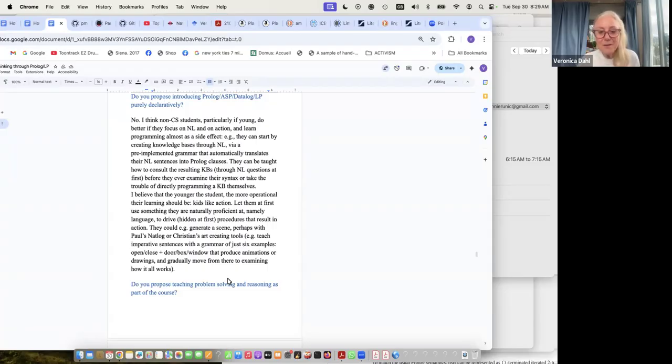For instance, teachers have to teach the imperative mode in English or whatever language you're using. Why not teach it using a little grammar with just 6 examples? Open the door, open the box, open the window, close the door, close the box, close the window. End of language. And these sentences could produce animations or drawings, again invisibly, and then they could examine how.